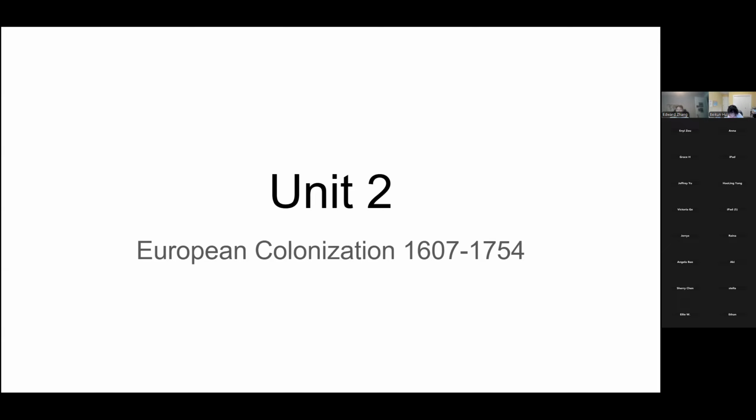Yes, 1607 was the founding of the Jamestown colony, and the Jamestown colony was the very first, I'm pretty sure, English settlement in the Americas. So Unit 2 is all about European colonization and the different strategies that they used to colonize the lands.